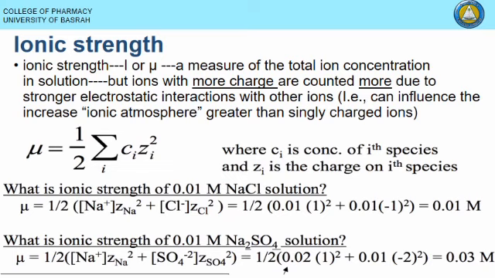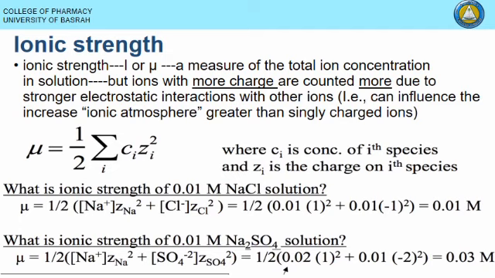And when we apply the equation, half multiplied by the concentration of Na, 0.02, multiplied by 1 squared, then the concentration of SO4, which is 0.01, multiplied by the charge. What is the charge? It is minus 2, squared. And the overall is equal to 0.03 molar.